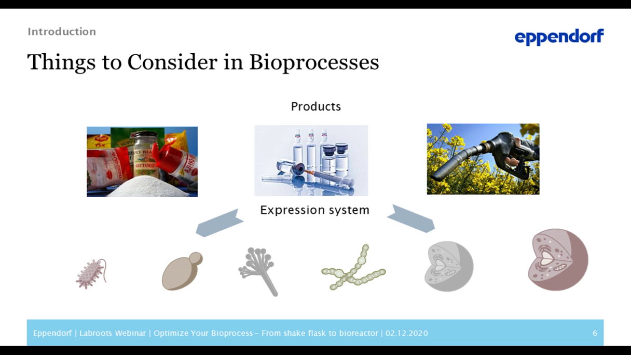So, what things have to be considered when setting up a bioprocess? The product is produced with help of microorganisms or cells, so they are the main actors in bioprocessing. Depending on the product, the first consideration should be the selection of the proper expression host and system.